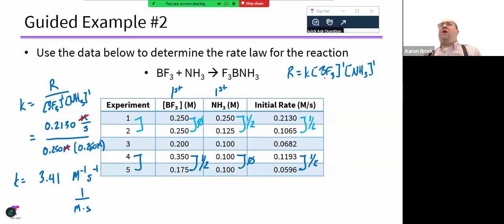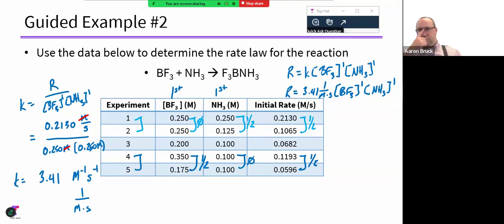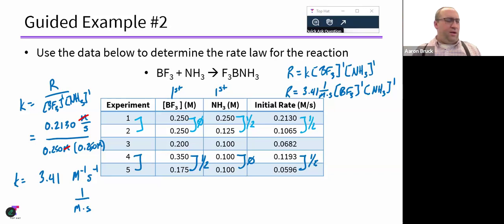And so if we wanted to further specify this rate law, we could put in 3.41 per molar per second times the concentration of boron trifluoride to the first times the concentration of ammonia to the first. Questions here?